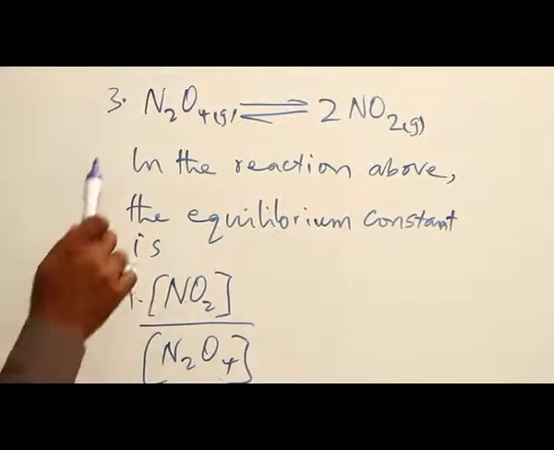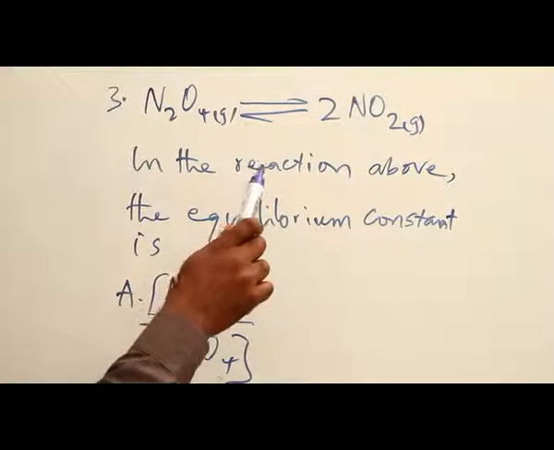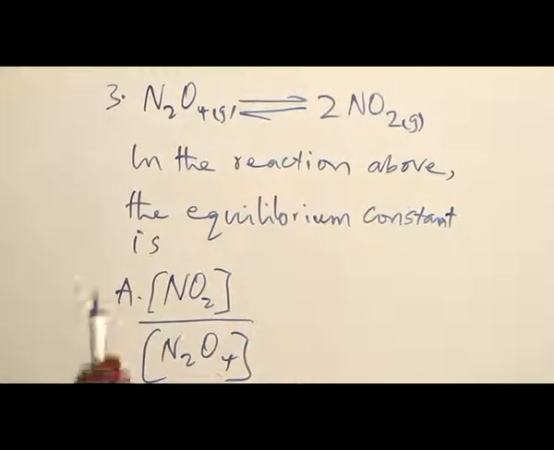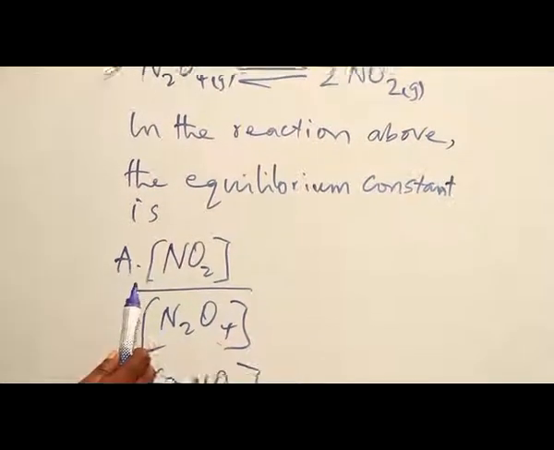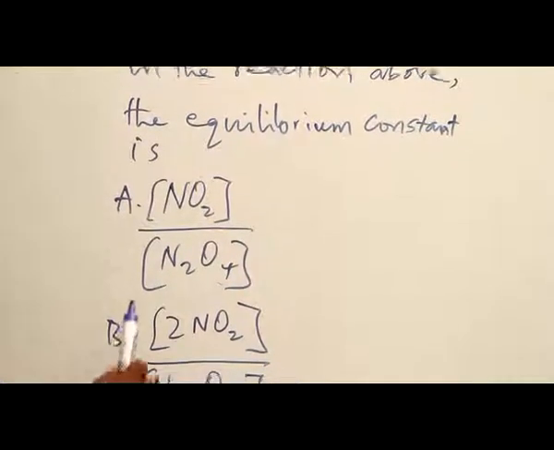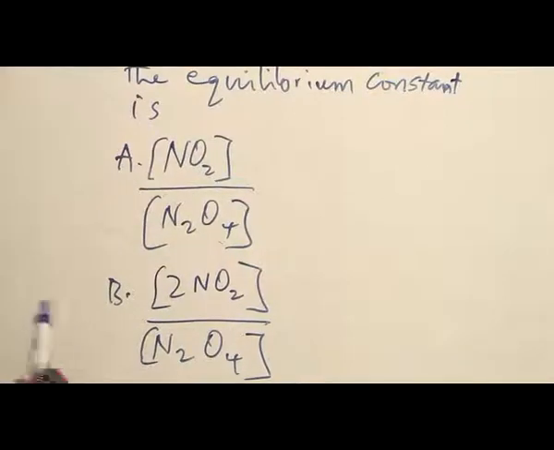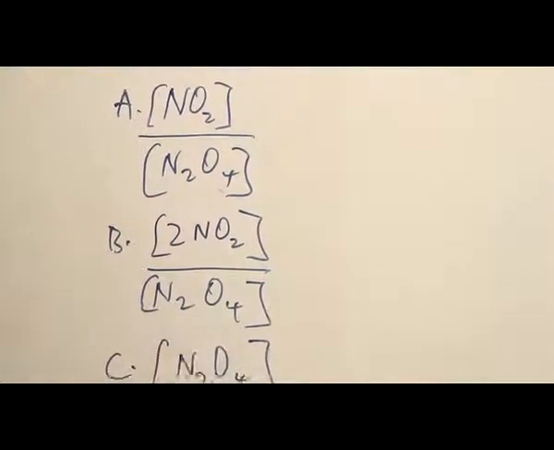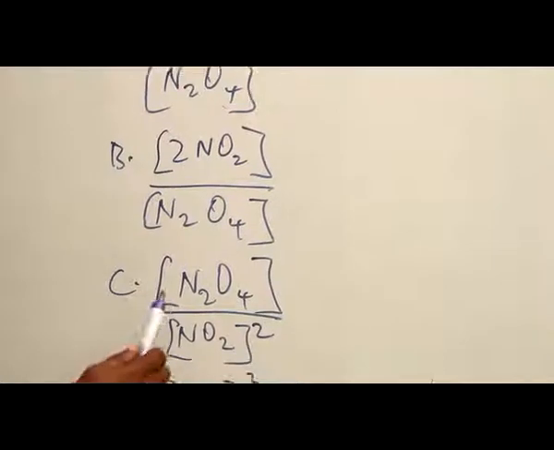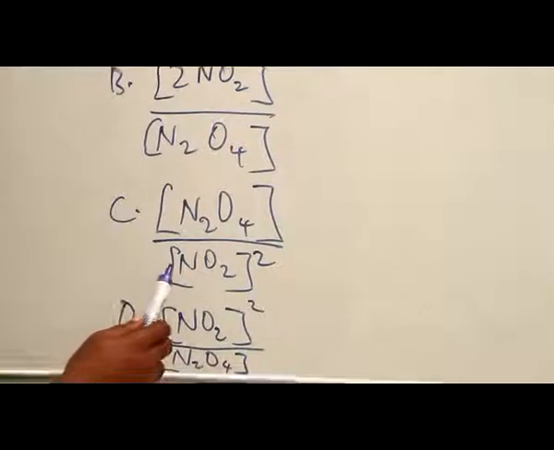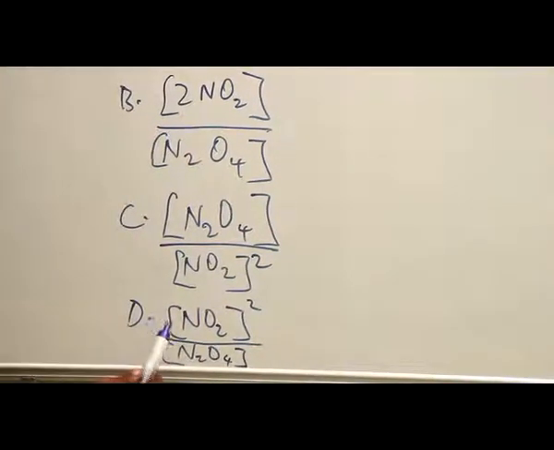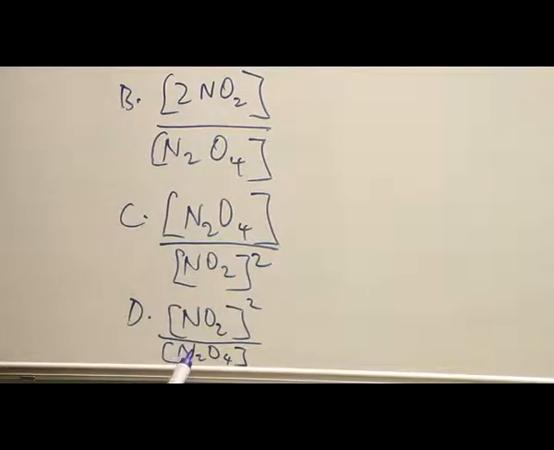Number 3. N2O4 gas going to 2NO2 gas. In the reaction above, the equilibrium constant is: A, concentration of NO2 over concentration of N2O4; B, concentration of 2NO2 over concentration of N2O4; C, concentration of N2O4 over concentration of NO2 raised to power 2; D, concentration of NO2 raised to power 2 over concentration of N2O4.